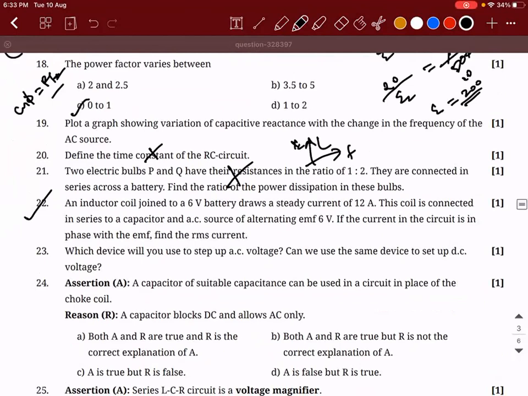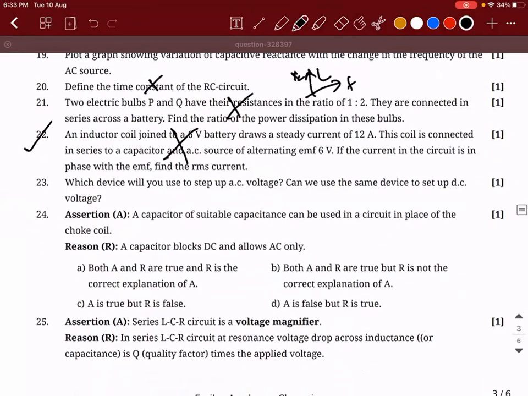22. An inductor coil joined to a 6-volt battery draws a steady current of 12 ampere. The coil is connected in series to a capacitor and AC source of alternating EMF 6 volt. The current in the circuit is in phase with EMF. Find the value of RMS current. Not needed. Okay. Which device will you use to step up AC voltage? Can we use the same device to step up DC? Yes. What is the answer?